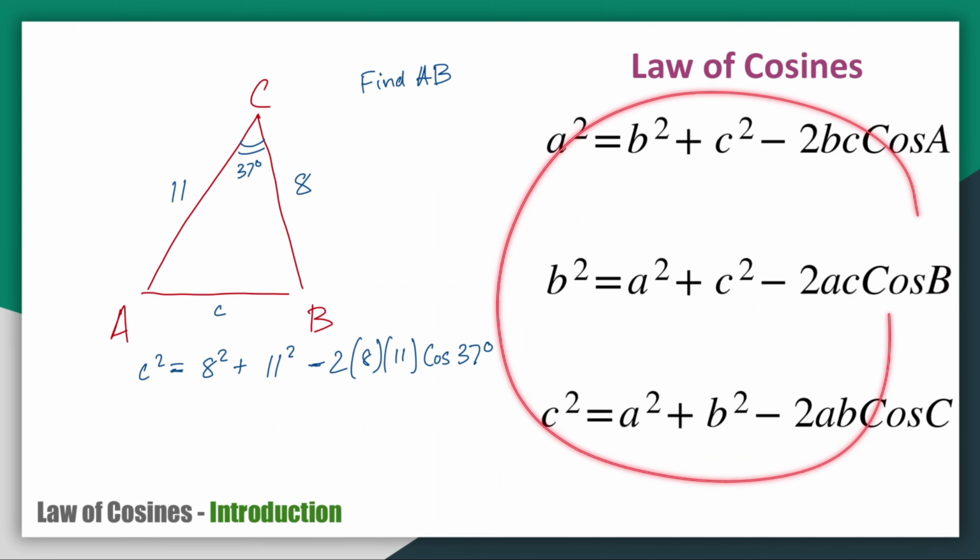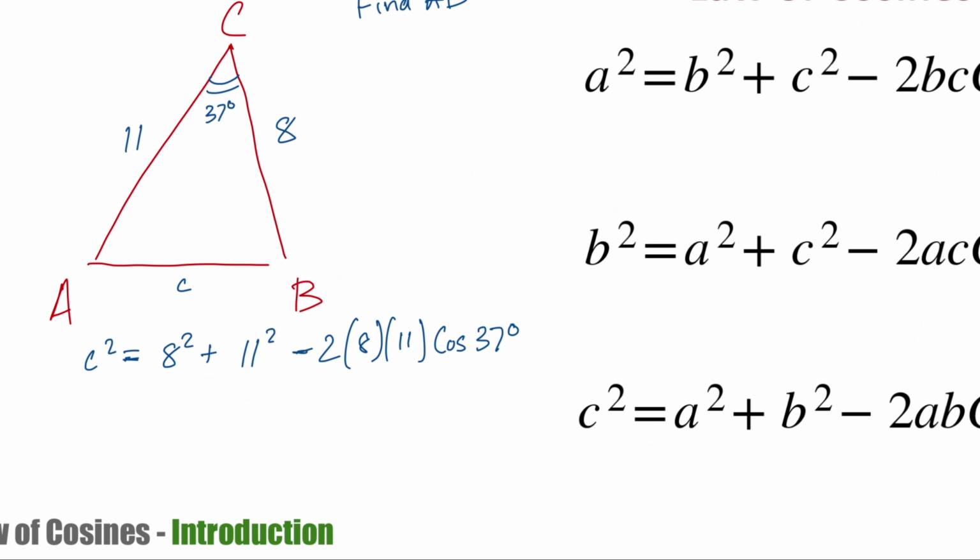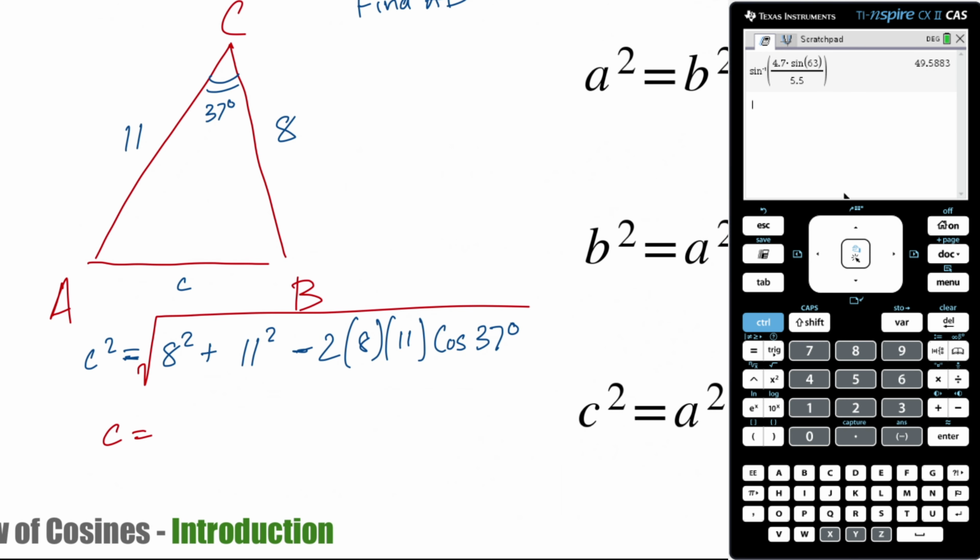Okay, now this looks complicated, but if you bring it back here, this is all work that can easily be put into a calculator, right? And then once you do all this, you take the square root of it, and you're going to get what c is equal to. So let's get our calculator up, all right? And let's get this going. So we're going to do 8 squared plus 11 squared, okay, minus, and I'm going to put all this in parentheses, 2 times 8 times 11 times cosine of 37 degrees.